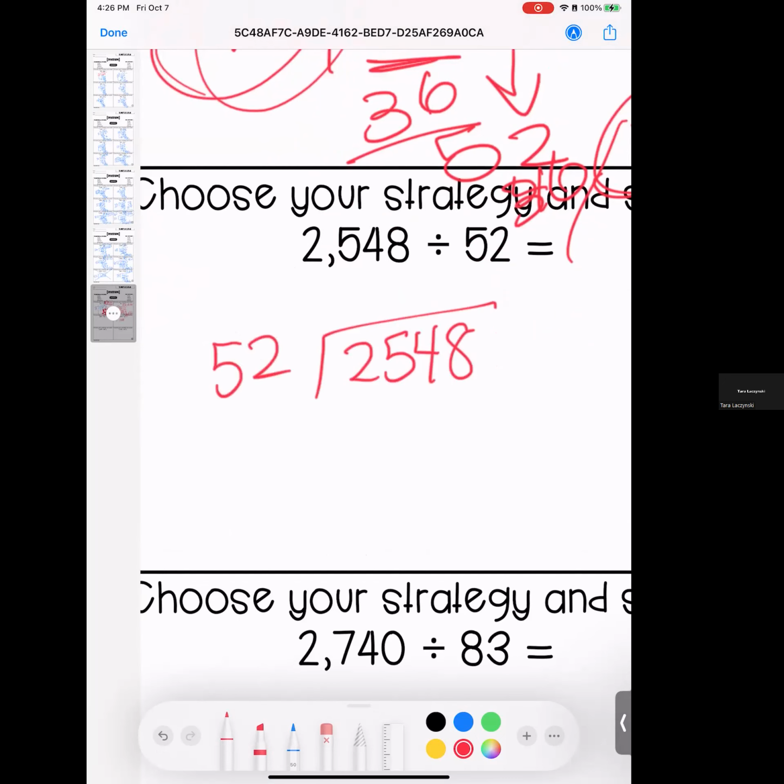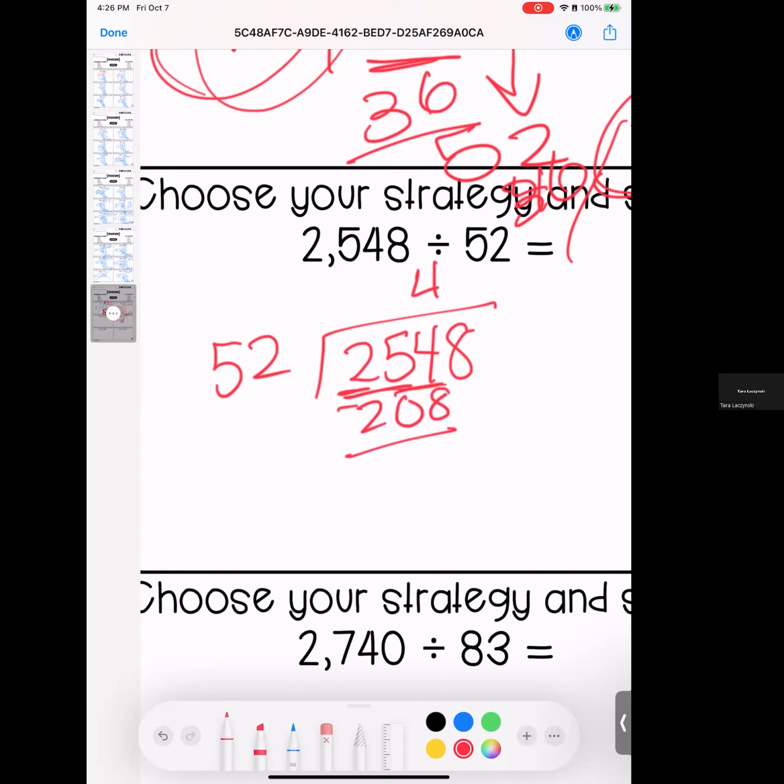Dividing by 52. You can use 50 as a jumping off point when you're trying to do your guess and check with a number like 52. Now, 52 doesn't go into 2 or 25, but it is going to go into 250, and it is going to go in 4 times. Think of it this way. 4 times 5 is 20. If I think of using my base 10, that's about 200. That's going to get me close, right? So 4 times 52 is 208. That's the closest that I can get.